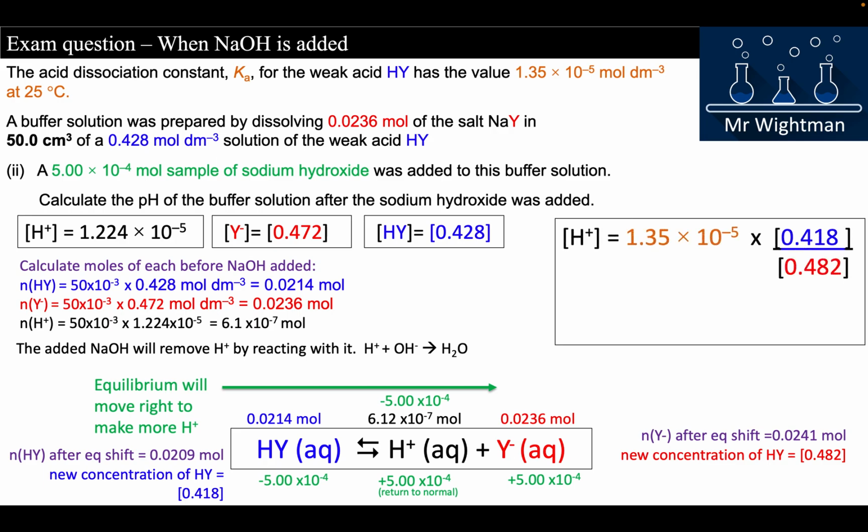I now need to just simply substitute these values in. So in order to do that, 1.35 times 10 to the minus 5 times 0.418 divided by 0.482 will give me the hydrogen ion concentration of 1.1707 times 10 to the minus 5. pH is negative log H plus, and pH is equal to 4.93. So if you got 4.93 as your answer, then you have done it correct.